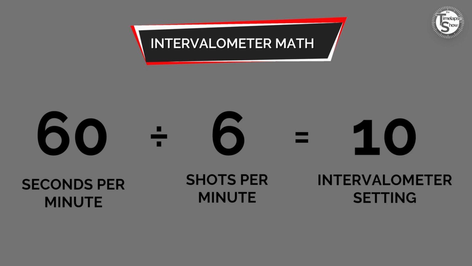That means every 10 seconds, my camera needs to be taking a shot. So my intervalometer setting, or my interval setting, is going to be 10 seconds. Now, let's do some quick backwards math to double check ourselves and see if this makes sense.